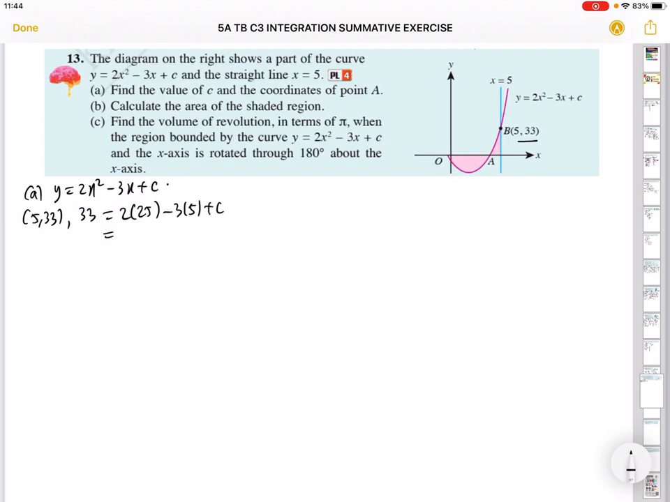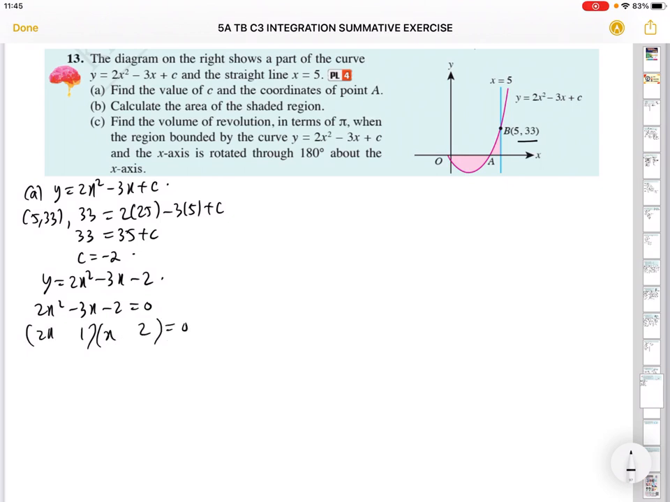My equation will therefore be this. Next, I want to find the coordinate of point A. A will be my x-intercept, so I know at the x-axis y is 0. Just factorize with double brackets. So x is negative 1 over 2 and 2. We know x can't be negative, it's on the right hand side here. So the x coordinate is 2. A is (2, 0).